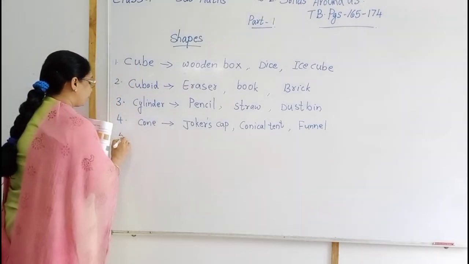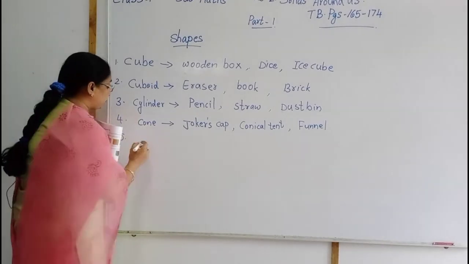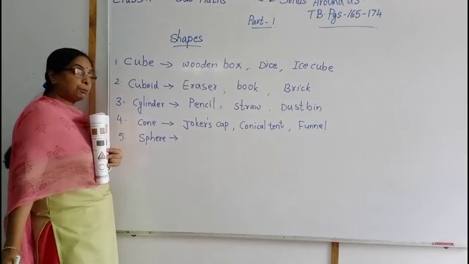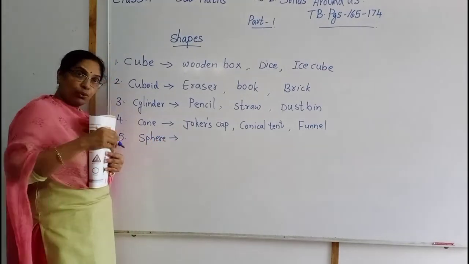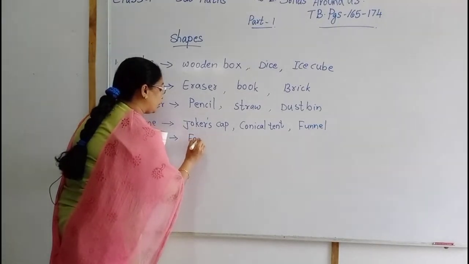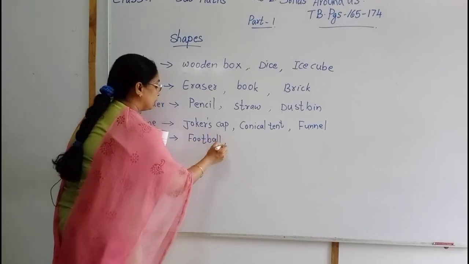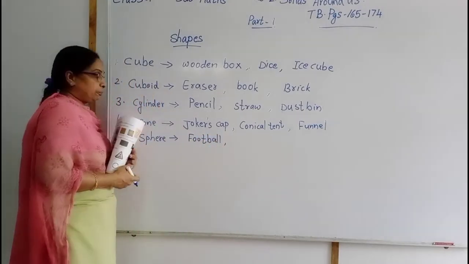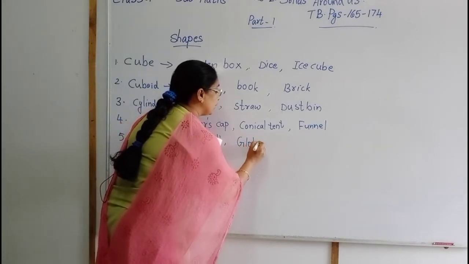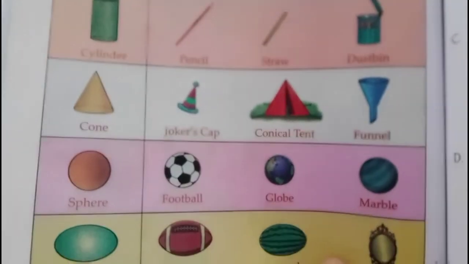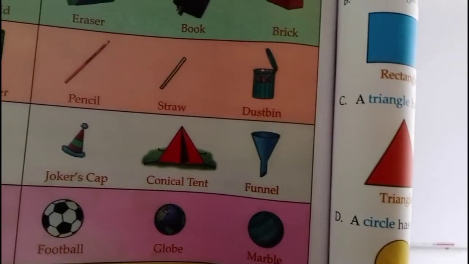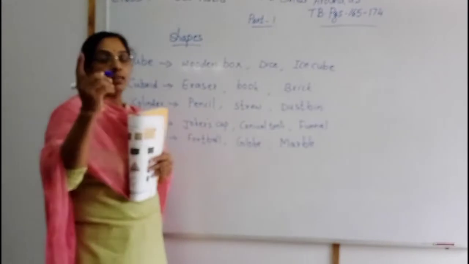Then next, number 5, sphere, S-P-H-E-R-E. Sphere means the shape of round. See here, football. What is the football shape? Football is in sphere shape. The next, globe. You know the globe. Globe is also sphere shape. That is circle. The next, marble pieces. Marble is also round shape.